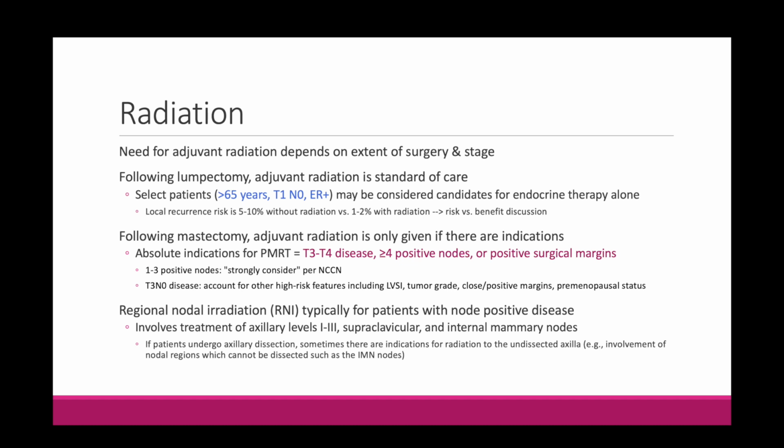For example, if they have less than 10 nodes removed, if they have greater than 50% of the nodes positive in the axilla, or if they have kind of fixed or matted lymph nodes. So there are indications to treat the dissected axilla, but typically we just treat the undissected axilla and the other regional lymph nodes. A sentinel lymph node biopsy is not an axillary dissection. So if they just had a sentinel lymph node biopsy and we need to treat the axilla, we'll treat everything.